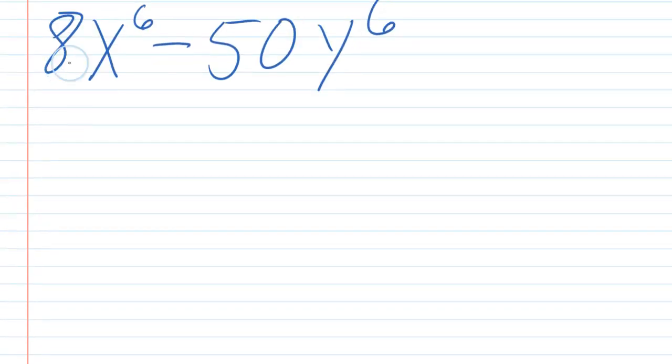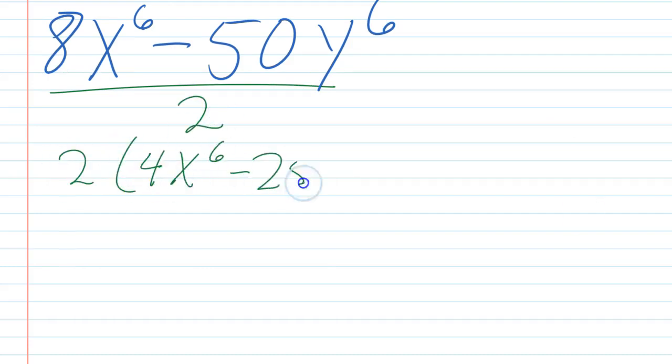One more. We have 8x to the 6 minus 50y to the 6. Well, we know that the x and y to the 6th power are perfect squares, but the 8 and 50 aren't. So we look for a GCF. I have a GCF of 2. Now I have 4 and 25, which are both perfect squares, so I can take the difference of squares.